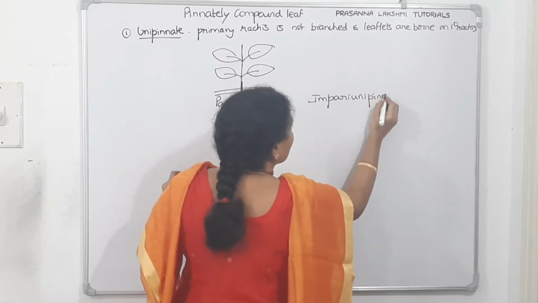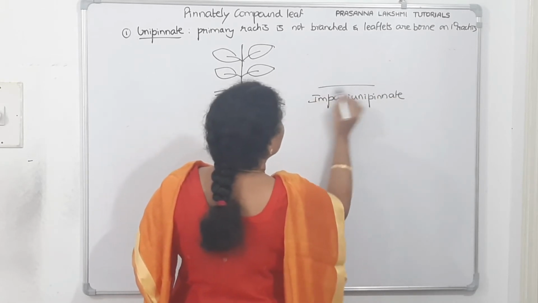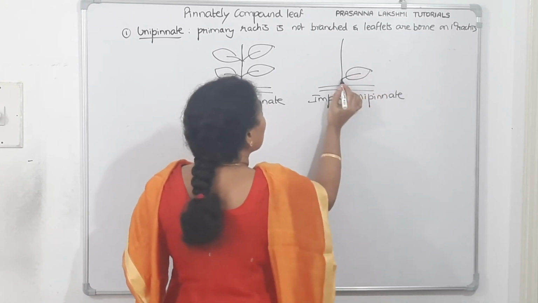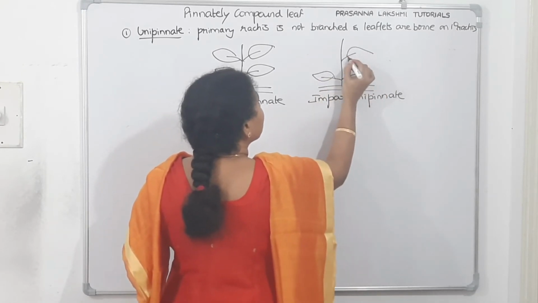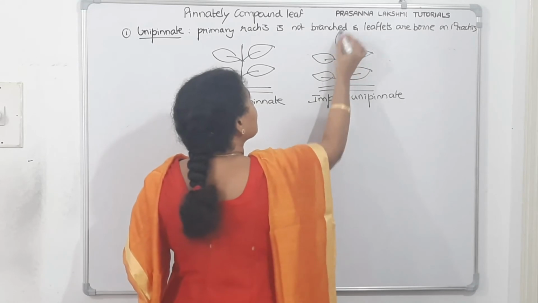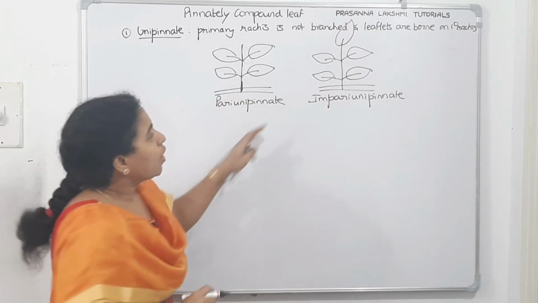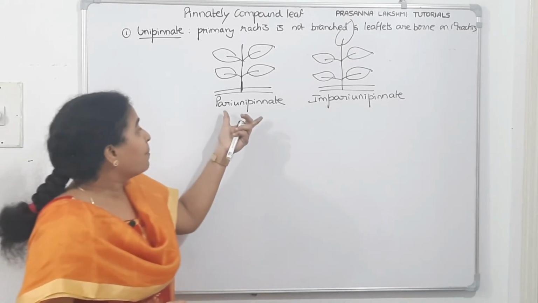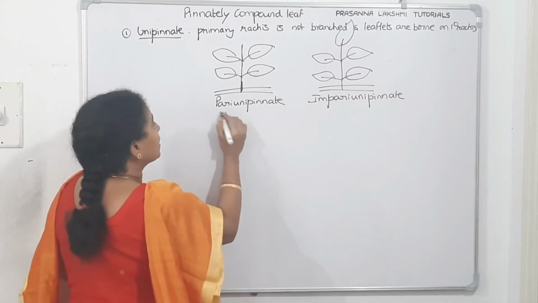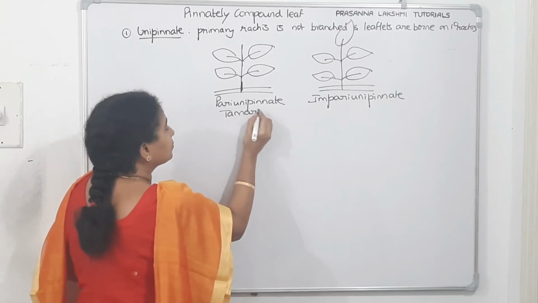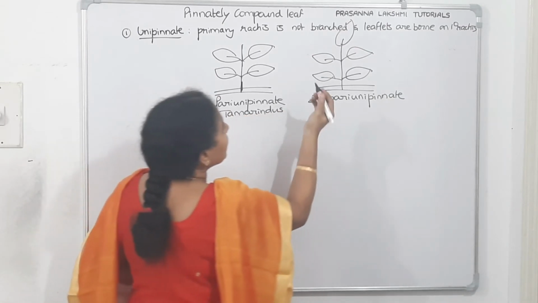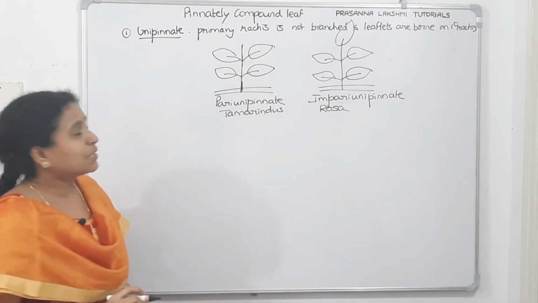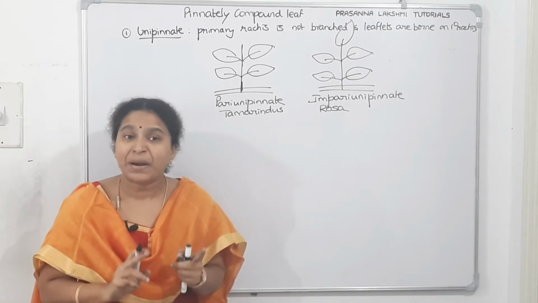Impari-unipinnate. In impari-unipinnate, if this is a stem, petiole and the rachis, now, it has an odd leaflet. Means pairing is there, but it has an odd leaflet also. If the odd leaflet is also there, then that is called impari-unipinnate. Example for pari-unipinnate is tamarindus. Example for impari-unipinnate is rosa, rose plant. Now this is about unipinnate where the leaflets are arranged on the primary rachis.